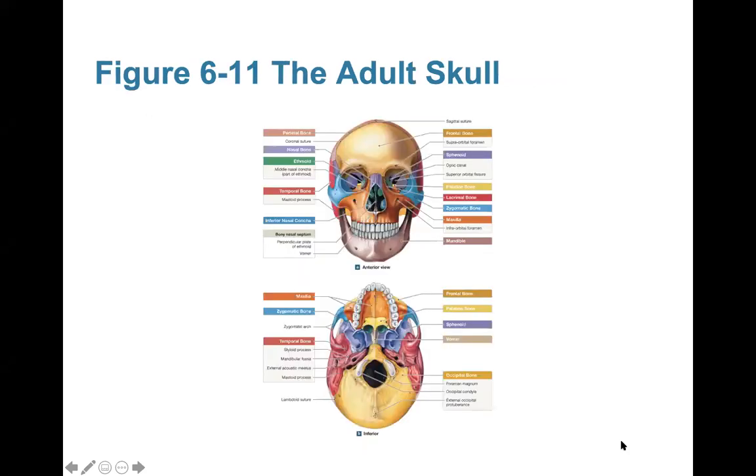And here is an adult skull. Here we're looking at an anterior view, so this is a front view. Here we're looking at an inferior view, so this would be if you were to take the skull and turn it upside down. And here you can see we have the parietal bone on the sides here, nasal bone, ethmoid, temporal, inferior nasal concha, nasal septum, frontal, sphenoid, palatine, lacrimal, zygomatic, maxilla, and mandible.